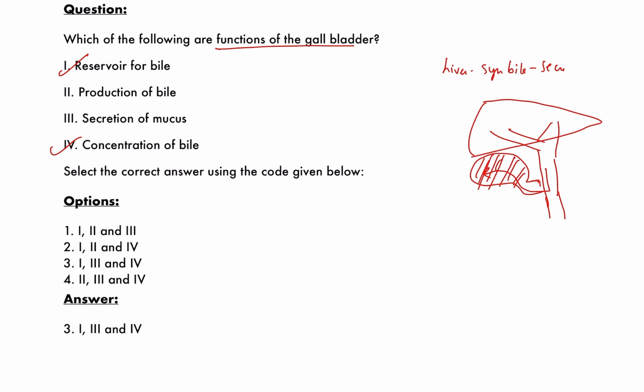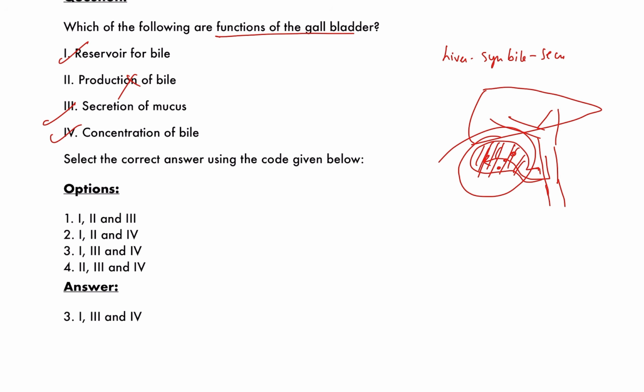It's not synthesis or secretion. So this production, that is, this is wrong. Apart from storage and concentration, it also helps in secretion of mucus. So this is right. So 1, 3 and 4 are the correct options.